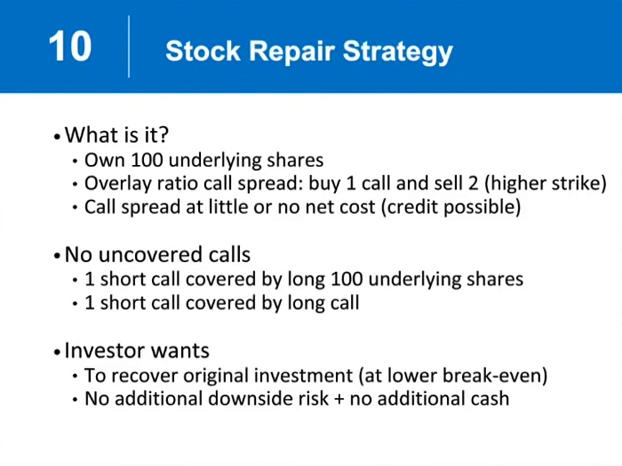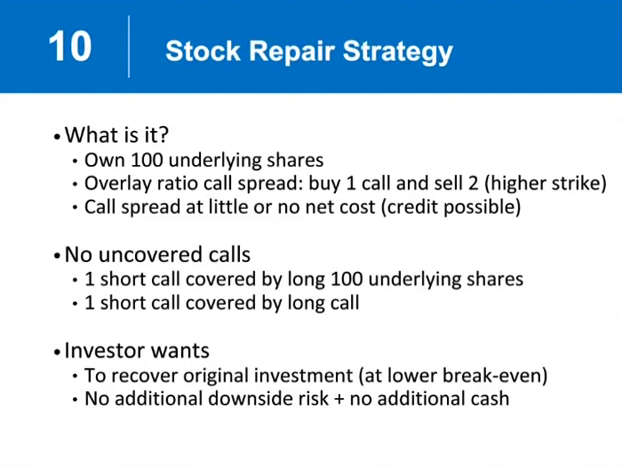And what we do is then, once the stock declines, we get into a ratio call spread where we buy 1 and sell 2 at a higher strike. And we try to do this for a break even, maybe a small credit or a small debit. That's the goal. Important, no uncovered calls.